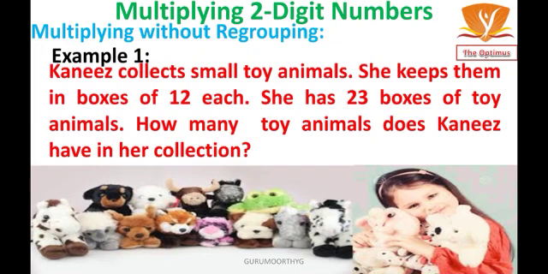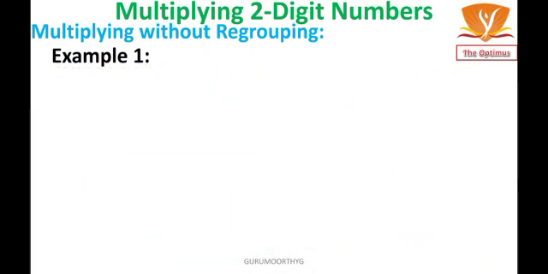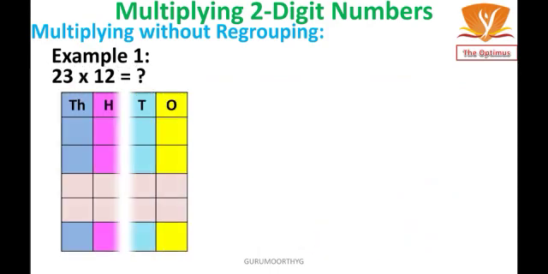Here, the number of boxes is 23. Each box has 12 toy animals. So, I am going to write in short form: 23 into 12 equal to what? Yes, I am going to represent 23 into 12 in a place value chart. I am going to multiply step by step.